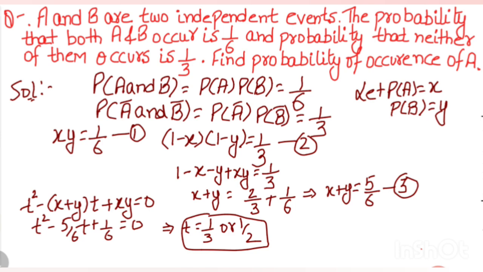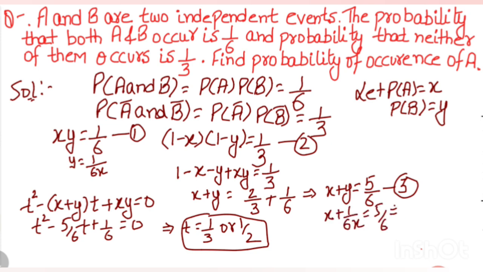Similarly, the value of y can be either 1 by 3 or 1 by 2. The other method to solve this is: from here, the value of y equals 1 by 6x. Put this value in equation number 3. So x plus 1 by 6x equals 5 by 6.